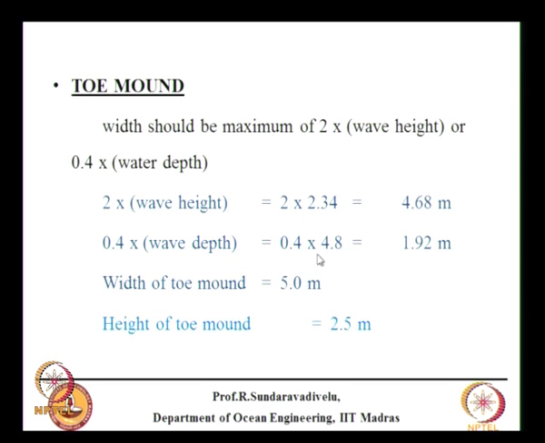Water depth is already given as 4.8, and the wave height based on the water depth we arrived at is 2.34 meters. So, twice the wave height is 4.68 meters, and 0.4 times the water depth is 1.92. You take the maximum of this, so you take about 5 meters as the width of the toe mount. Typically 50% of the width is taken as the height of the toe mount.